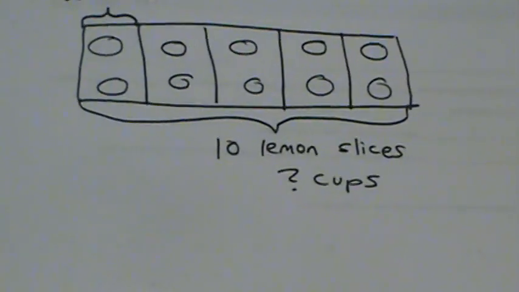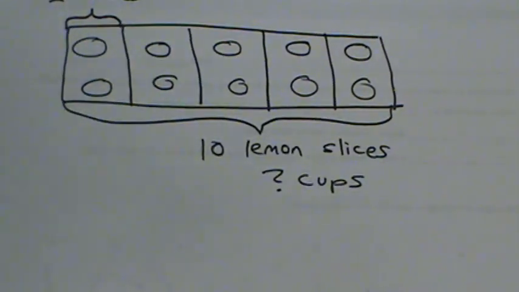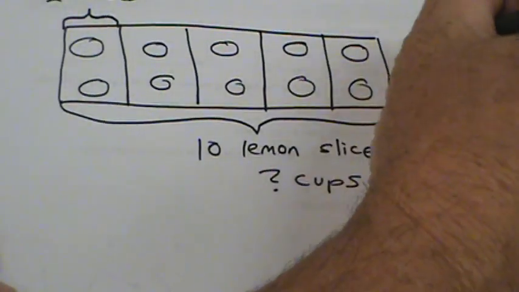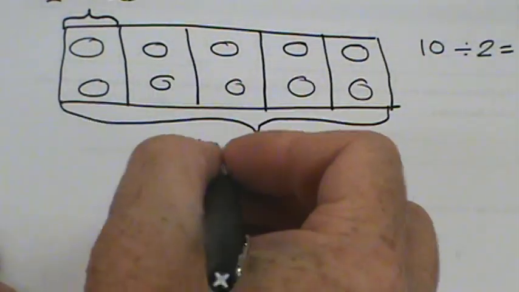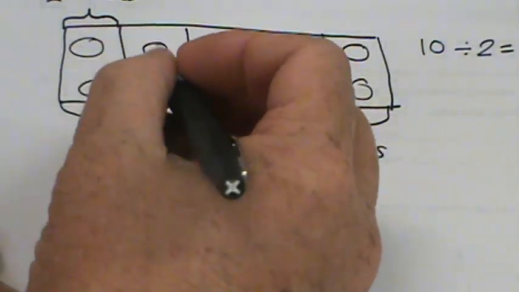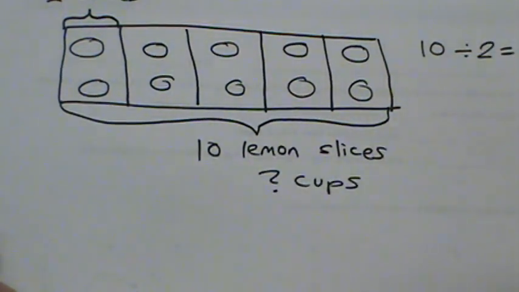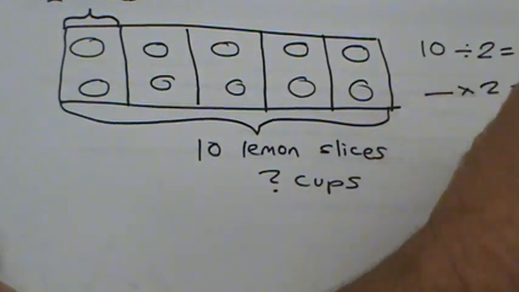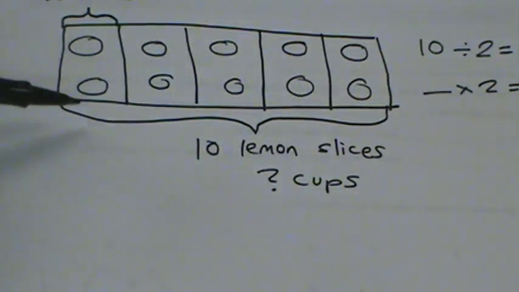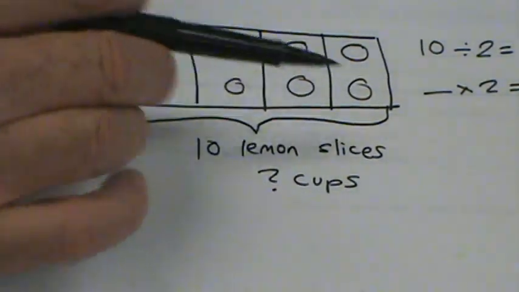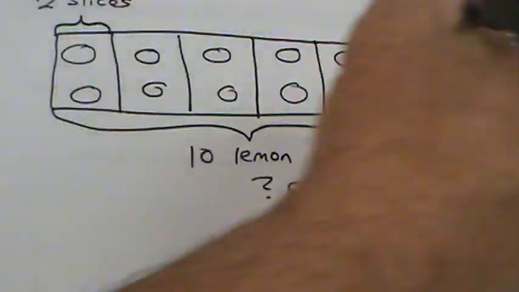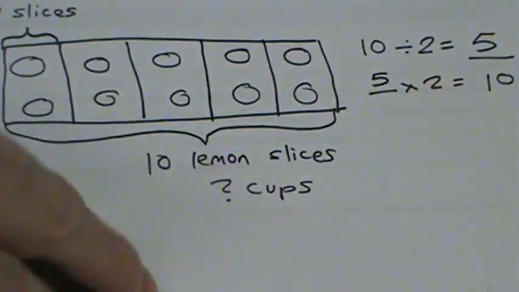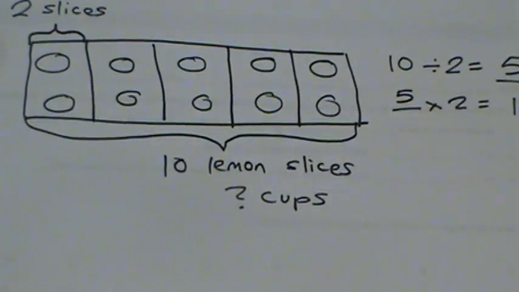Okay? So let's take a look how we're going to figure this out. What we'll do is make a division sentence, 10 divided by 2, because we're taking those 10 lemon slices and putting 2 into a cup. What would that equal? And we can also think about blank times 2 equals 10. So we can see that we have 1 cup, 2 cup, 3 cup, 4 cup. We have 5 cups. So 10 lemons divided by 2 gives me 5. And 5 times 2 gives me 10. We can see the relationship between division and multiplication very clearly right there.